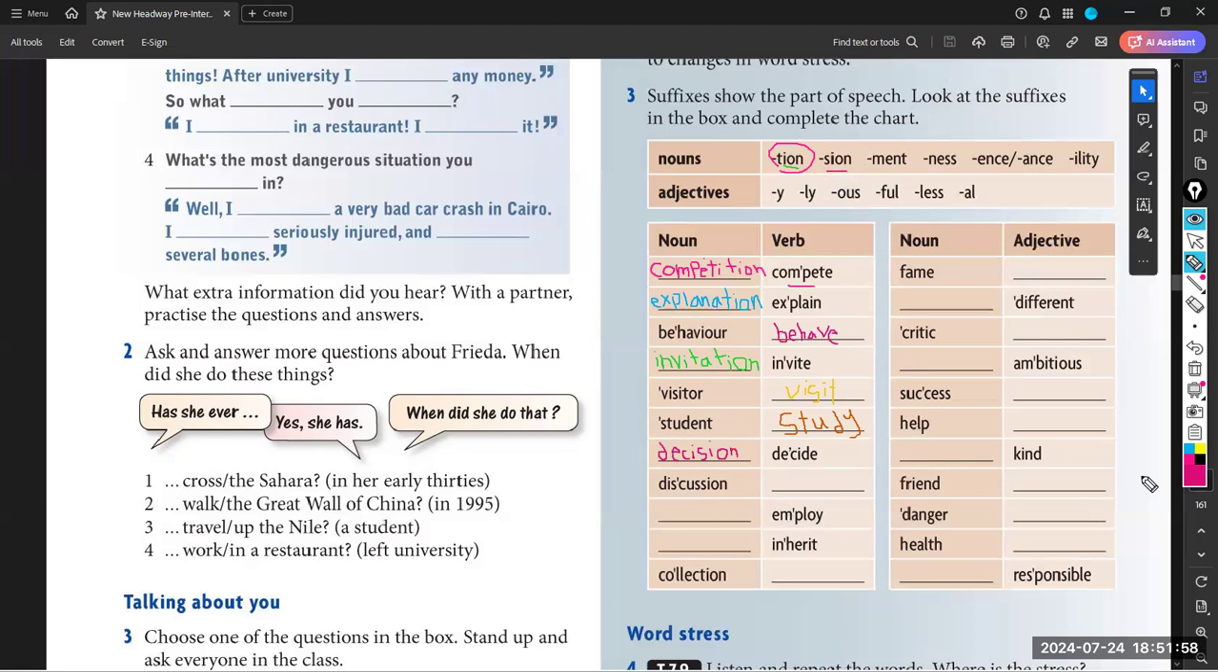Okay, well, now we have discussion. Discuss. Discuss. Thank you so much. So discuss as a verb. And I added what? S-I-O-N. So discuss. This is S. This is C.